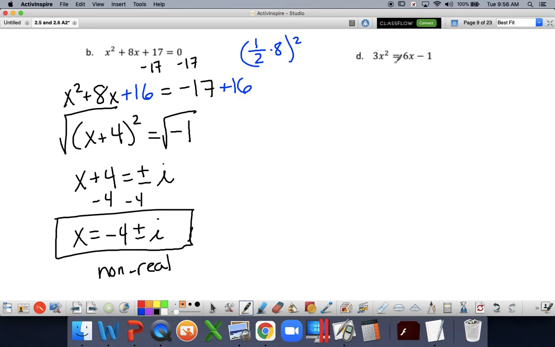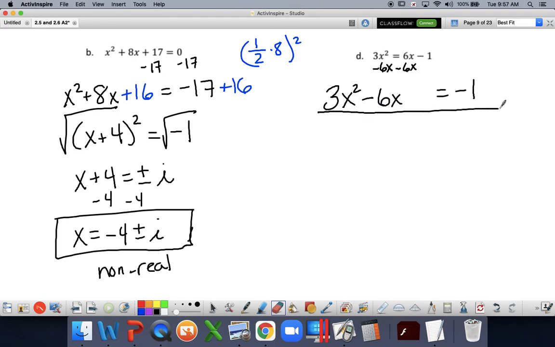All right, for this last one, this is a bit more of a challenge. I'm going to move the 6x over. So I have 3x squared minus 6x equals negative 1. Now I'm not ready to square my b because I have to divide everything by 3.